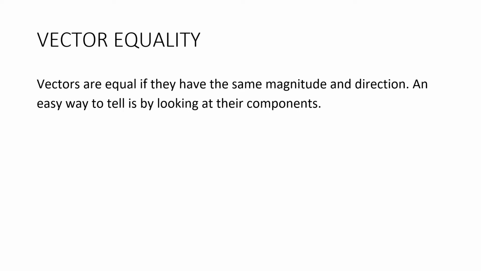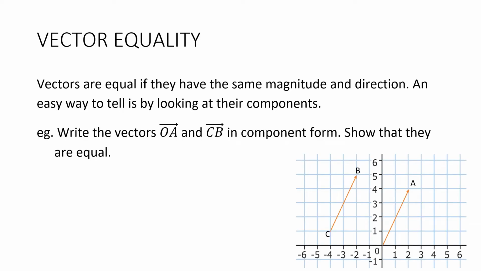Now I mentioned this last lesson. Vectors are equal if they have the same magnitude and direction. An easy way to tell this is by looking at their components. So let's write the vectors OA and CB in component form and show that they are equal. OA is easy. It's going to be the coordinates of A, which is (2, 4). So OA is 2i plus 4j. And here we want rise and run. So 2 is the run and 4 is the rise. So CB is also equal to 2i plus 4j, therefore they are equal.